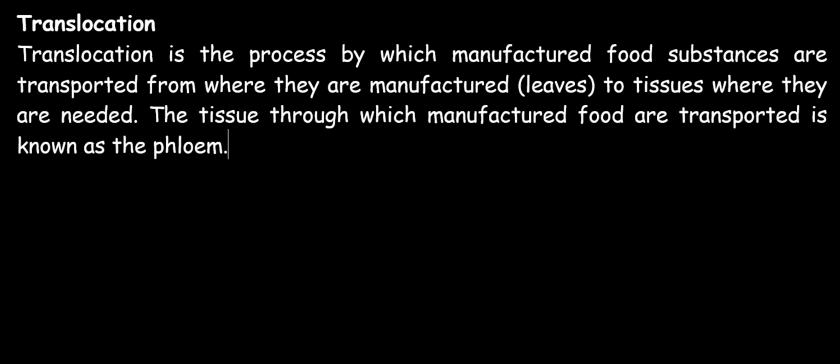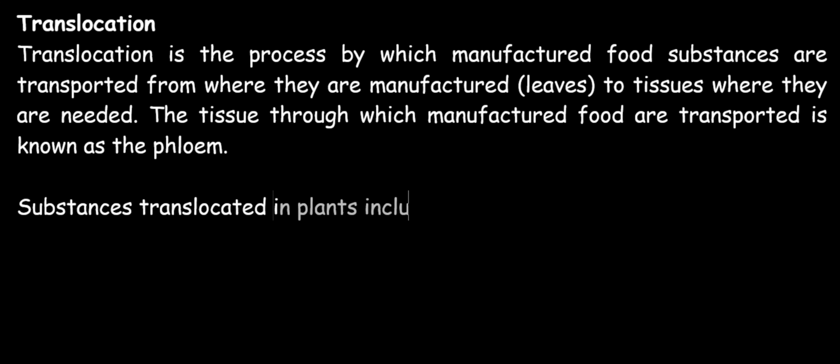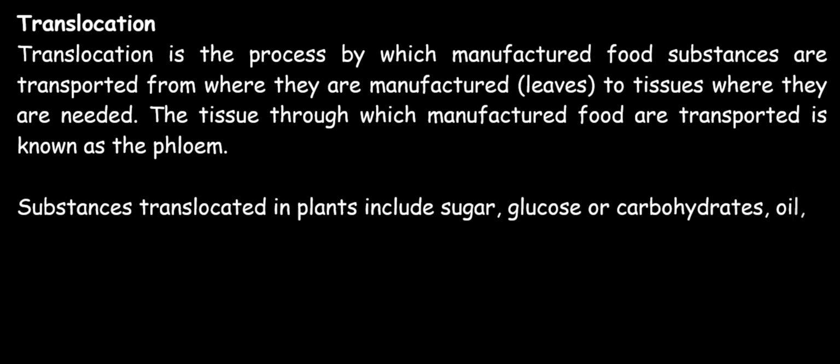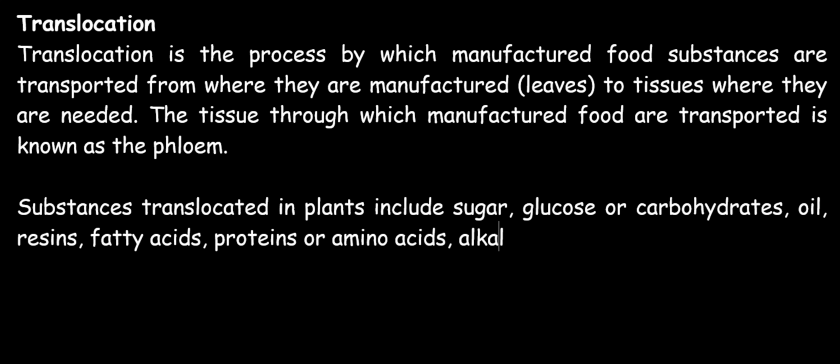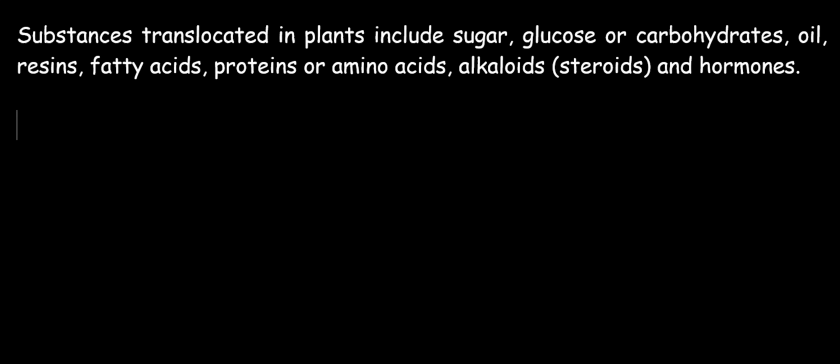So the next question that comes to mind is, what substances can be transported or translocated in plants? The substances translocated in plants include sugar, glucose or carbohydrates, oil, resins, fatty acids, proteins or amino acids, alkaloids, which is also known as steroids, and hormones. So what are the functions of these translocated substances in plants?